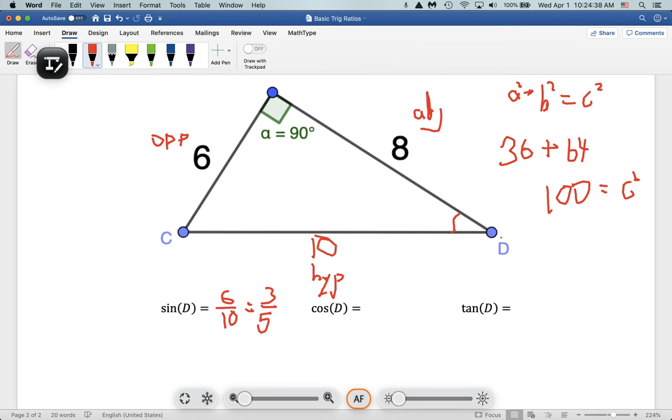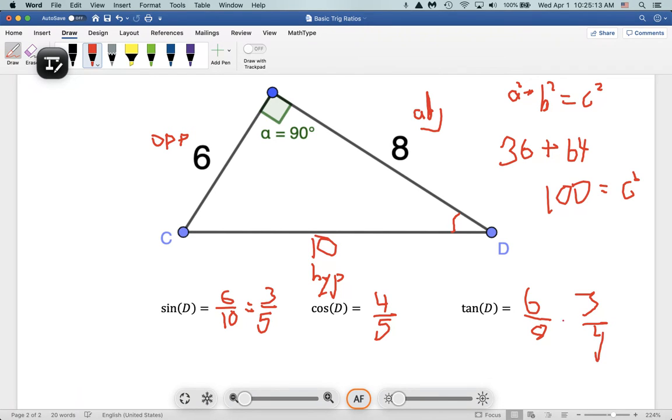The cosine of this angle is the adjacent over the hypotenuse. Adjacent is 8, hypotenuse is 10, so that's 8 over 10, but that reduces to 4/5. And then the tangent of D, tangent is opposite over adjacent. Now be careful, adjacent's not 10, adjacent's 8. So it's 6 over 8 or 3/4 when we reduce.